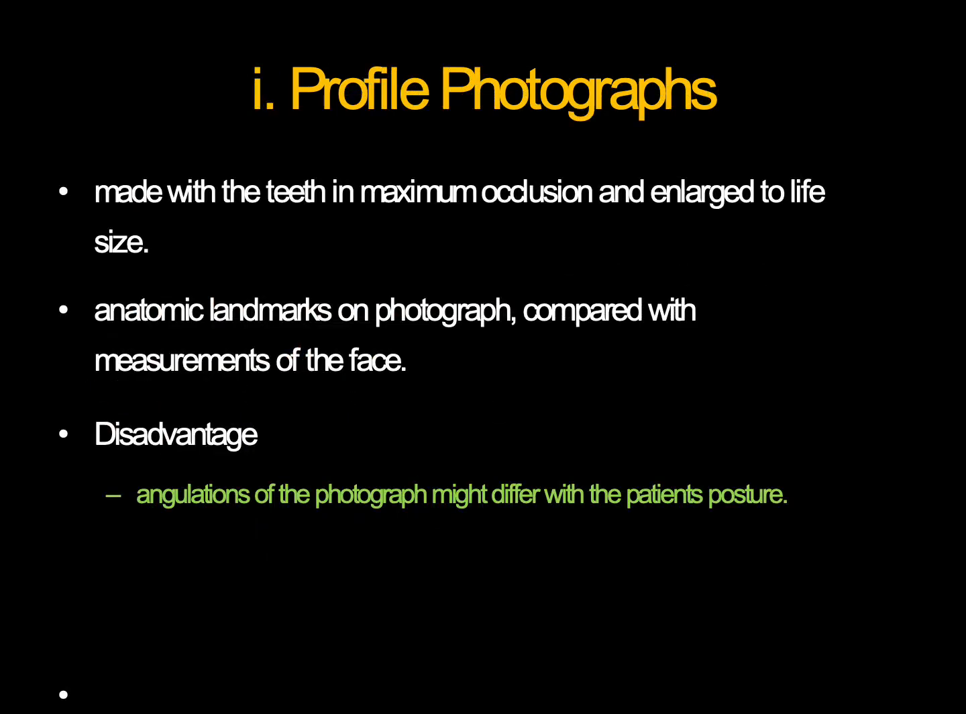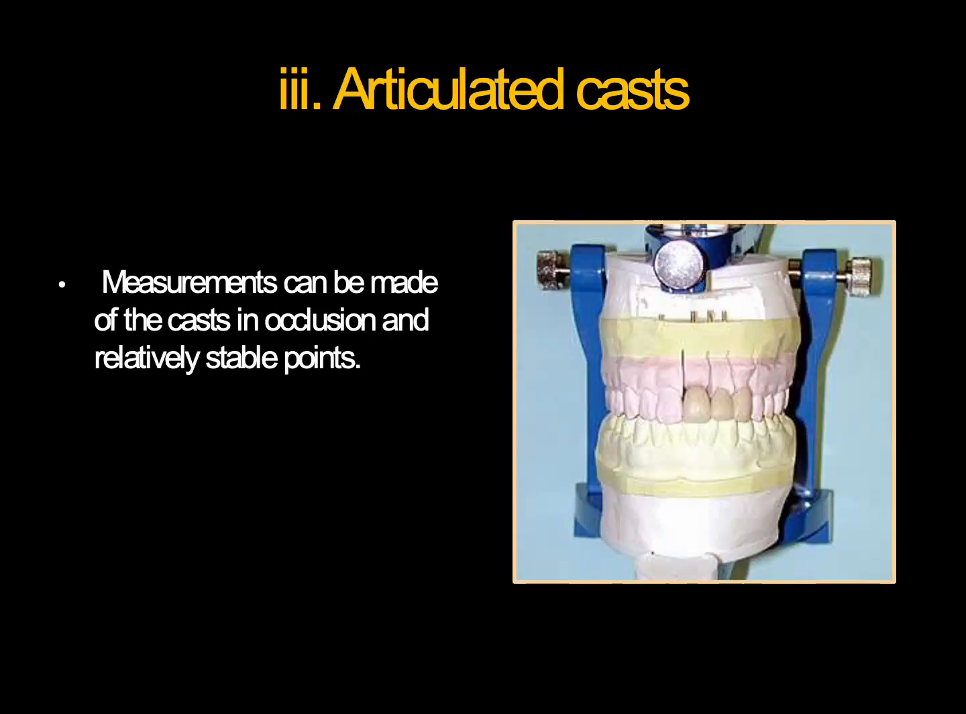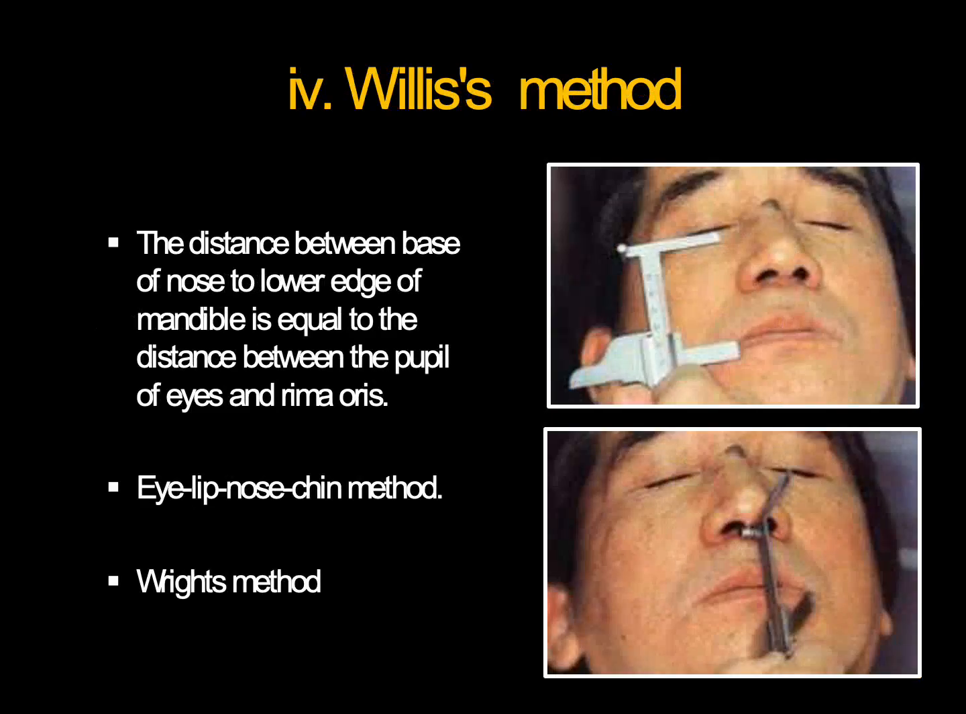Profile photographs are made with the teeth in maximum occlusion and enlarged to life size. Anatomic landmarks on the photographs can be compared with the measurements of the face, but there are limitations, such as the angulation of the photograph might differ from the patient's posture. Profile silhouettes have also been tried for estimation of the vertical dimension in edentulous patients. For articulated casts, measurements can be made on the casts in occlusion, and these measurements can be used for VD determination.